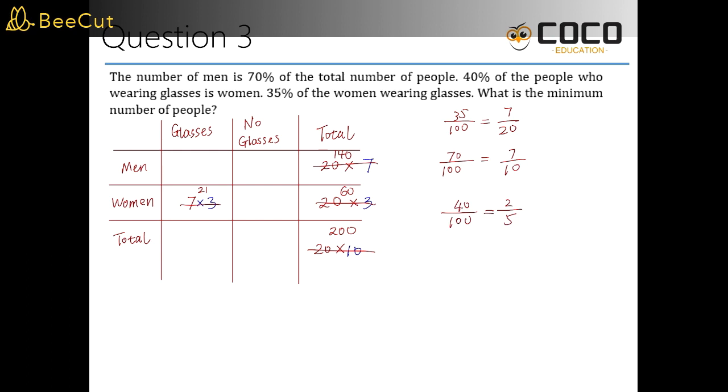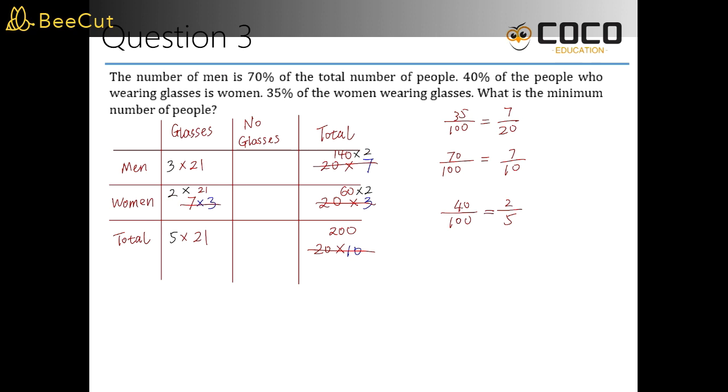Let me check for the value. So the number of women will be 2, where the total is 5, and this is 3. So this is 2, this is 21. We have to find the common multiple. It will be 2 times 21. So everything times 21 here. And for this row, we want to make sure the ratio remain the same. So because here times 2, then here everything times 2.